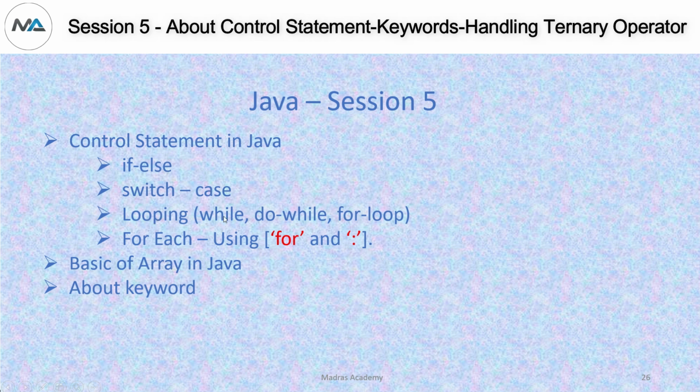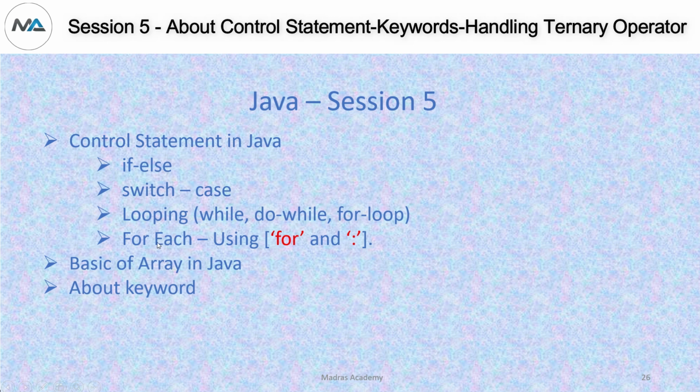In looping we have three types of loop: while loop, do while, and for loop. Using these loops, we can iterate the value. That means I need to execute the code repeatedly, again and again, 5 times, 10 times. At that time we can use the looping condition. And how this loop will execute, everything we will see.